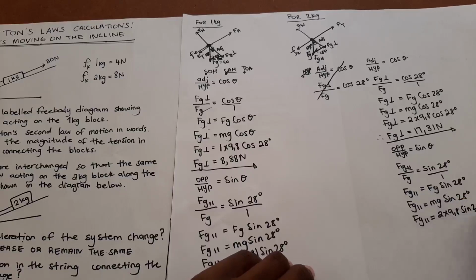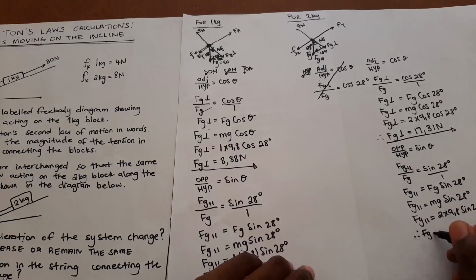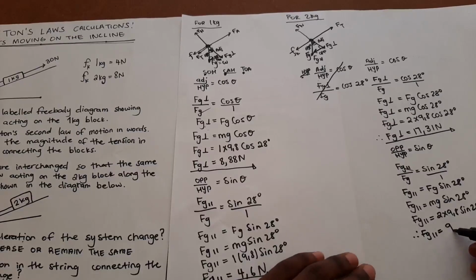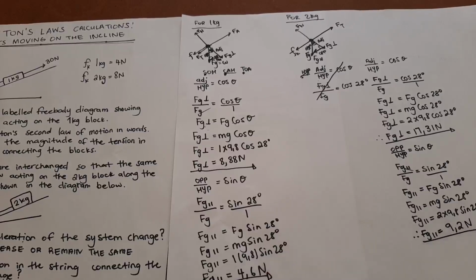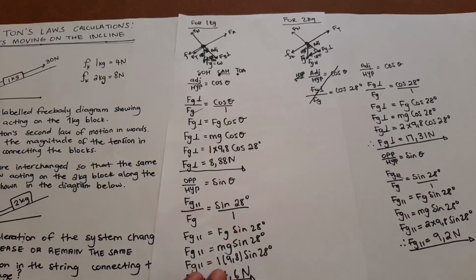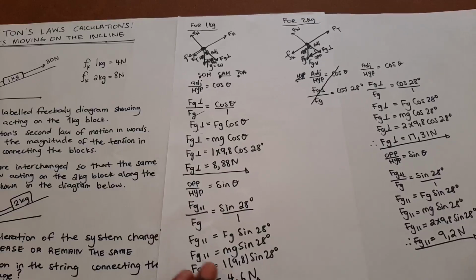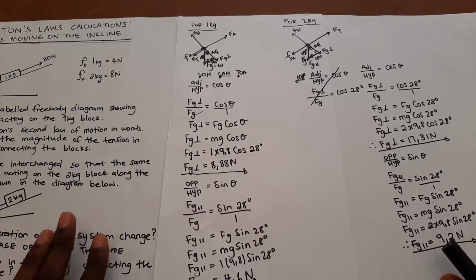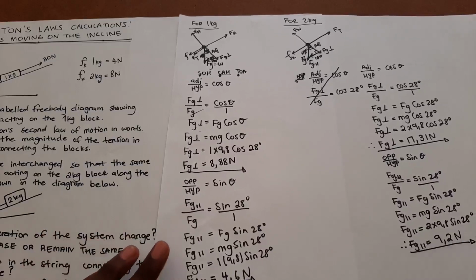Please quickly check in your calculators, guys. Therefore our FG parallel is equal to 2 multiplied by 9,8 sine 28 degrees, that becomes 9,2 newtons. Okay, so that's how it goes. I think you can see everything. Sorry for showing that one. So these are our components.